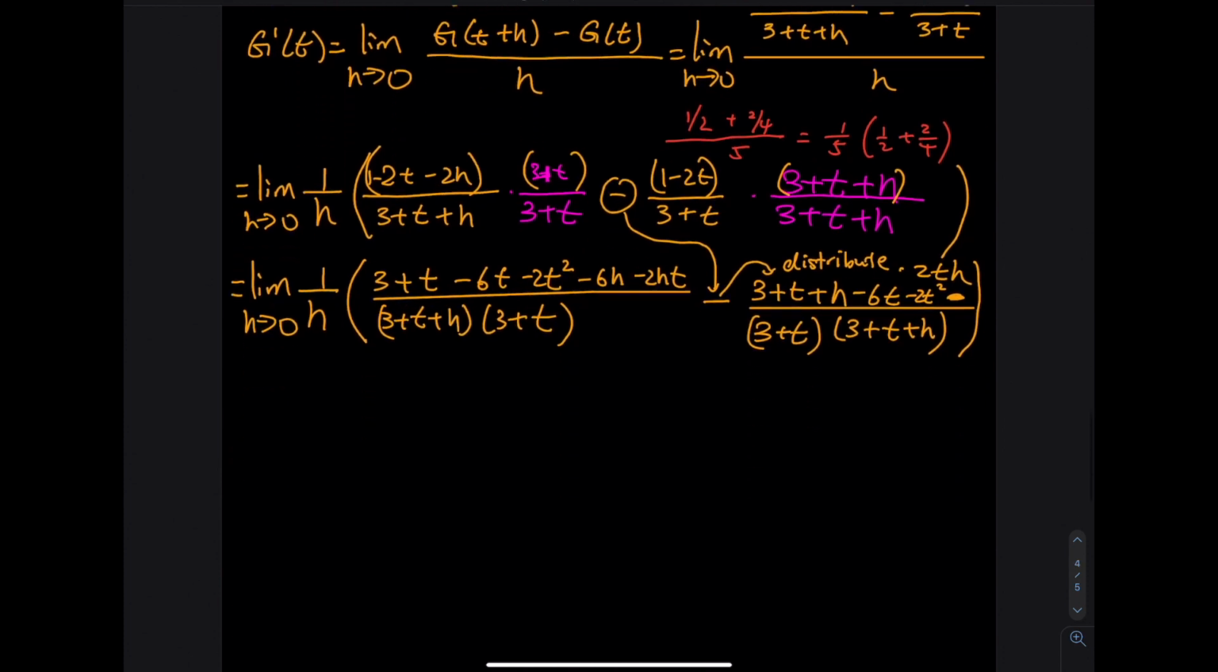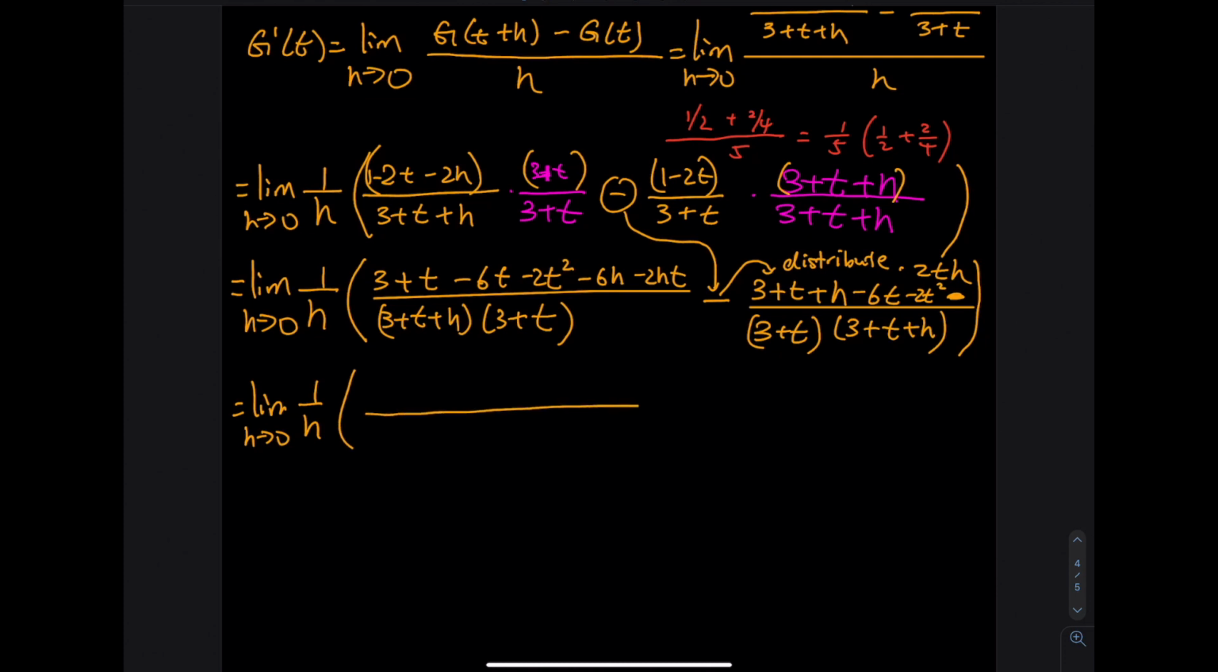Okay, next line. Limit as h goes to 0, 1 divided by h. Whoa, let's draw a long fraction bar. And then the bottom, we have 3 plus t plus h times 3 plus t. After the cancellation is finished, we can simply get rid of the h outside of the parenthesis. So first, we copy this again. I don't see that we can simplify.